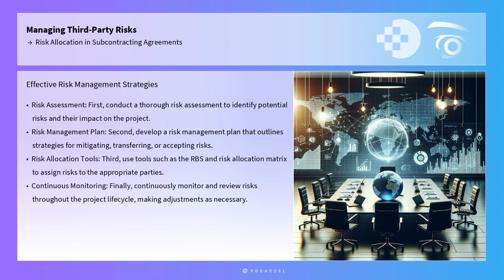To implement these strategies effectively, professionals should follow a step-by-step approach. First, conduct a thorough risk assessment to identify potential risks and their impact on the project. Second, develop a risk management plan that outlines strategies for mitigating, transferring, or accepting risks. Third, use tools such as the RBS and risk allocation matrix to assign risks to the appropriate parties. Fourth, incorporate risk management provisions into subcontracting agreements using standard form contracts where possible. Finally, continuously monitor and review risks throughout the project lifecycle, making adjustments as necessary to address new risks or changing circumstances.